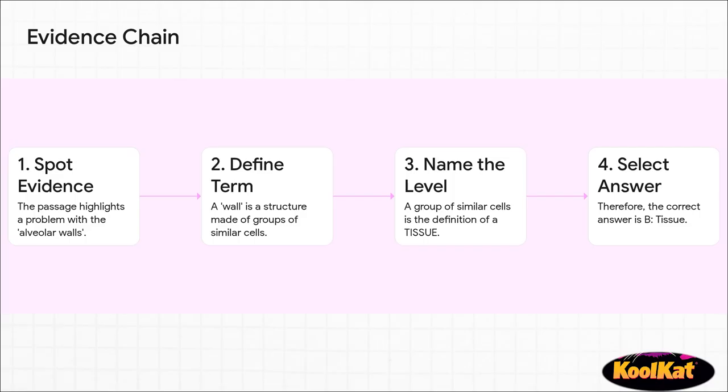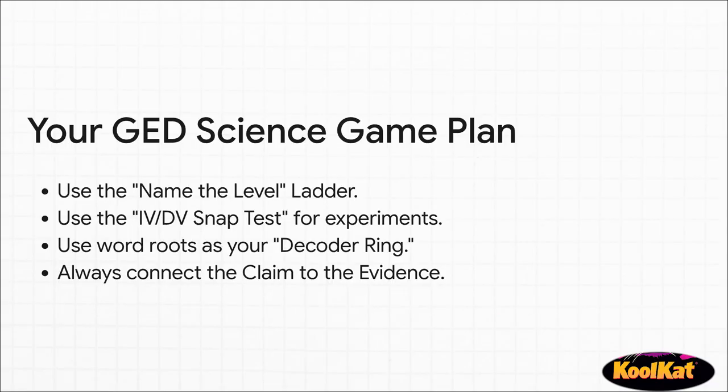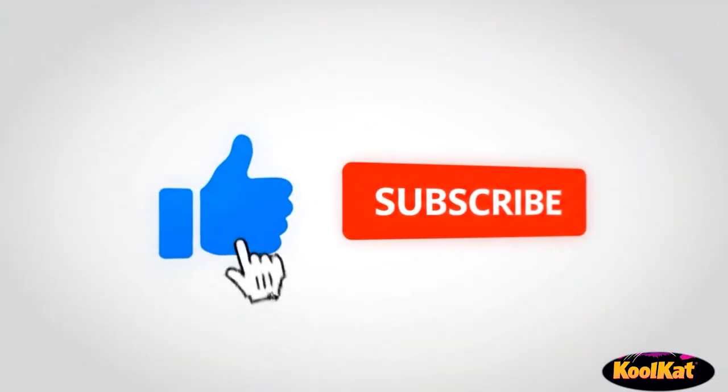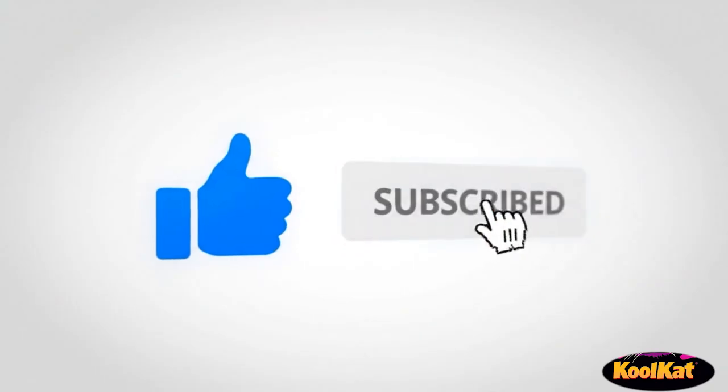See how that works? So let's recap your new game plan. When you see a question about how life is organized, you pull out your name the level ladder. You see an experiment, you do the quick IV-DV snap test. You see a big, intimidating word, you use your vocabulary decoder ring. And for every single question, you always connect the question back to the specific evidence you can find in the text. And that right there is the big secret. The GED Science test isn't just about what you know. It's a thinking game. With these strategies, you're not just memorizing a bunch of random facts. You are learning how to look at a problem, break it down into pieces, and solve the puzzle that's right there on the screen. You've got this.